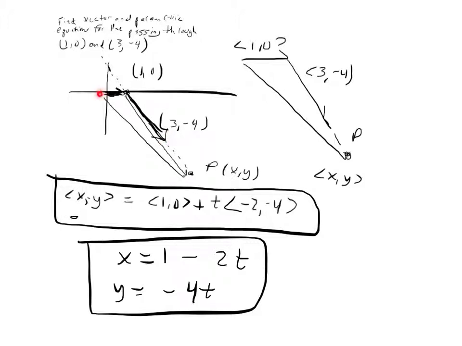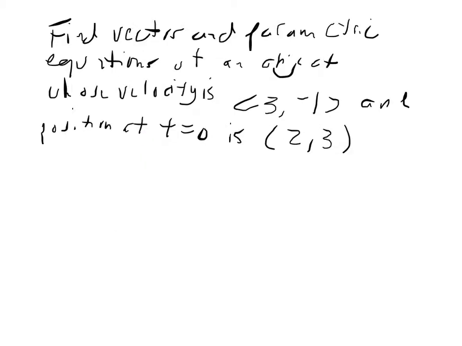And again, the key is to see one vector plus a scalar multiple of another vector gives me my output vector, and I've let (x, y) simply be a point somewhere on this line such that my vector runs from (0, 0) out to (x, y). So suppose I want to find the vector and parametric equations of an object whose velocity is the vector (3, -1), and its position at t equals 0 is (2, 3).